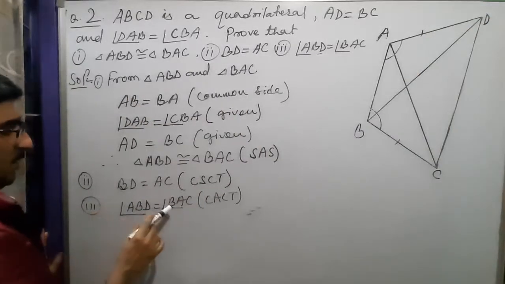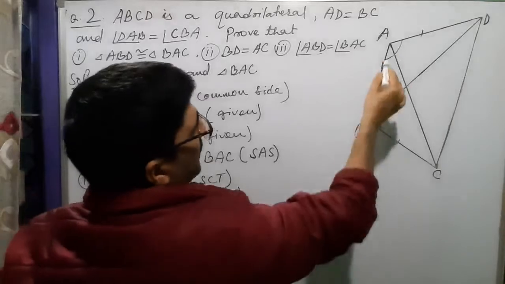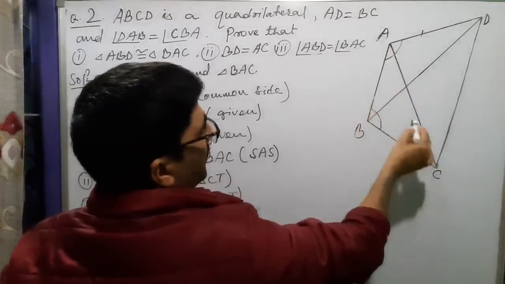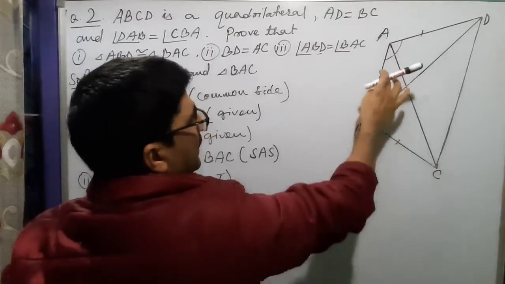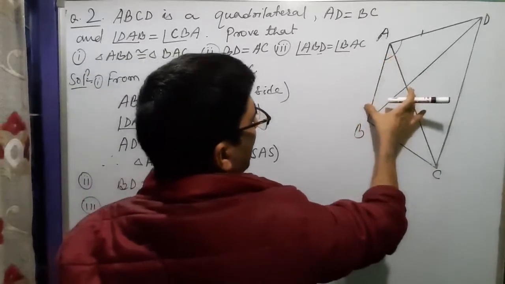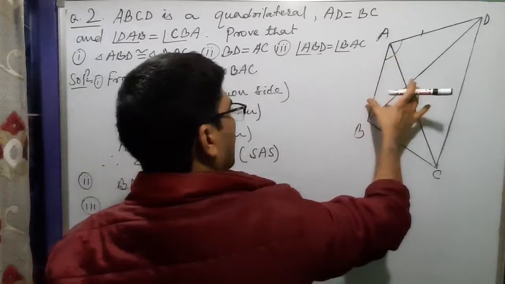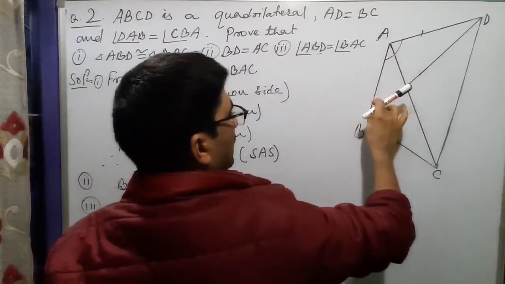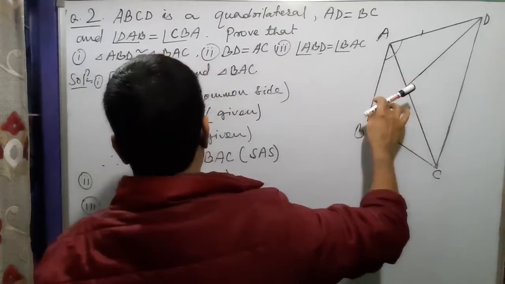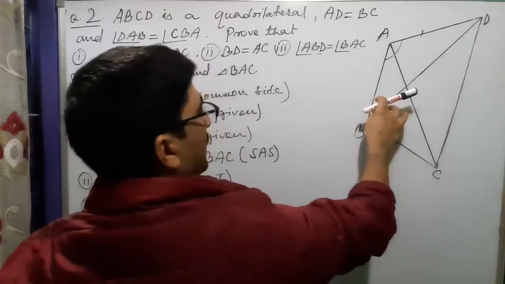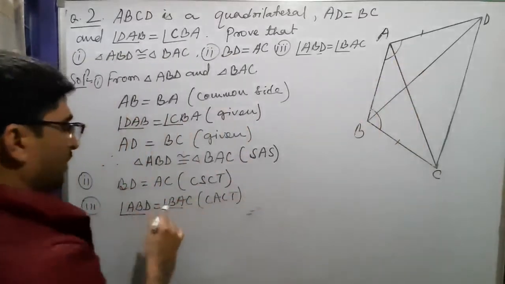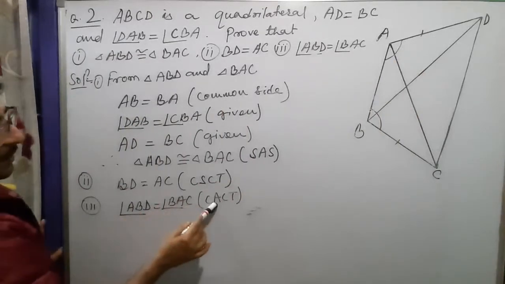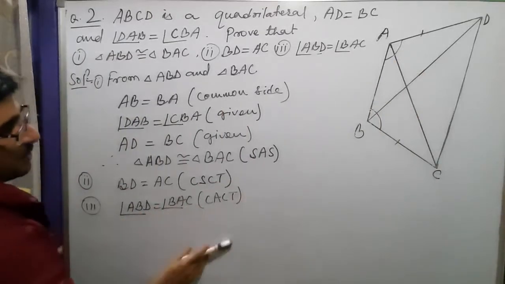And then angle ABD equal to angle BAC. ABD is this angle and BAC is this angle. This angle equals this angle, because they are angles of the congruent triangles. So these are also equal because of CSCT. So this is a simple proof.